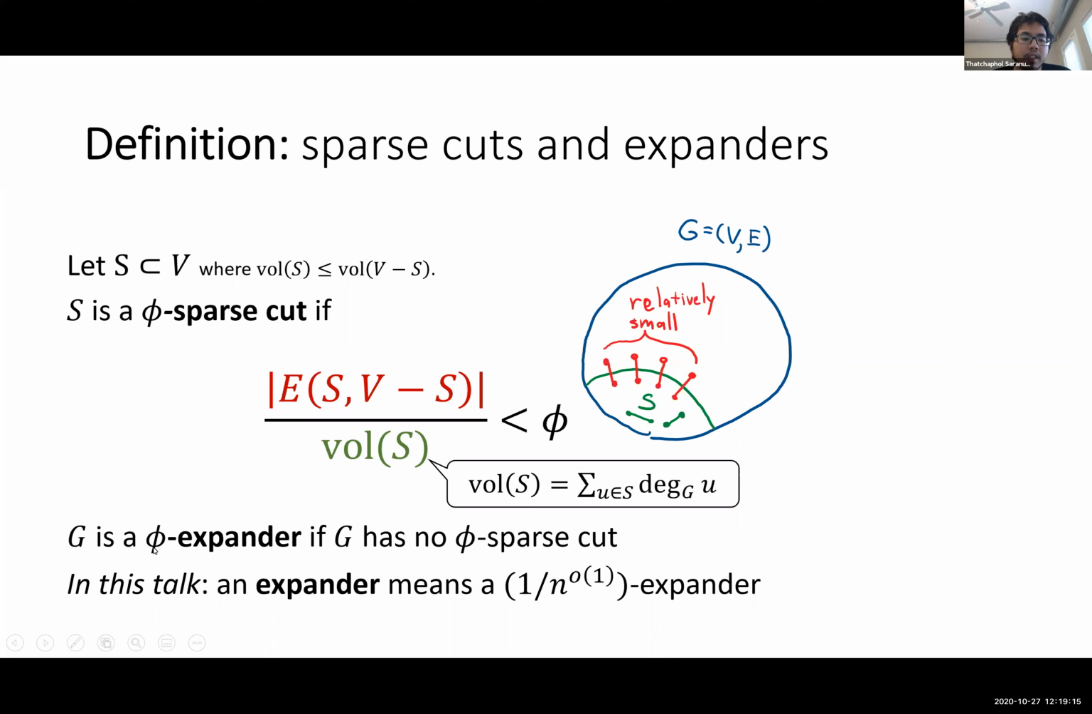And we say that G is a phi-expander if it has no sparse cut. In this talk, many times I will just say that the graph is an expander. I mean that it is a 1 over n to the little o(1) expander, so it doesn't have any very sparse cut. It's quite a good expander.